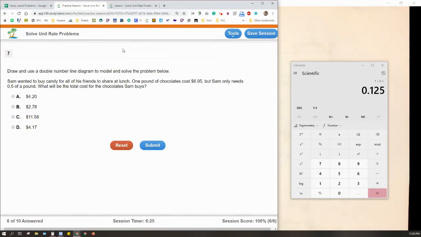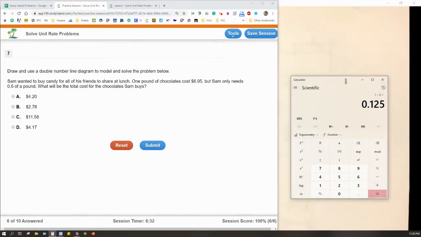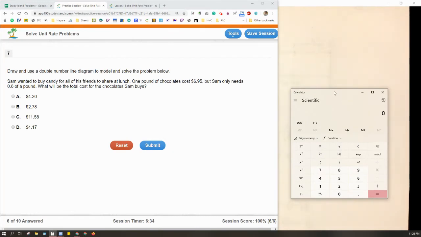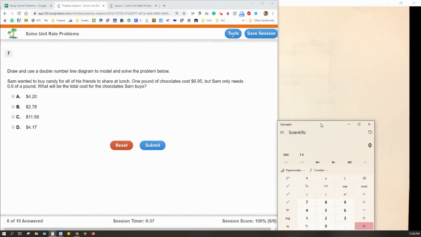Number 7, draw and use a double number line diagram to model and solve the problem below. So we have another double number line diagram like the very first problem in this example video. So let's draw another one.